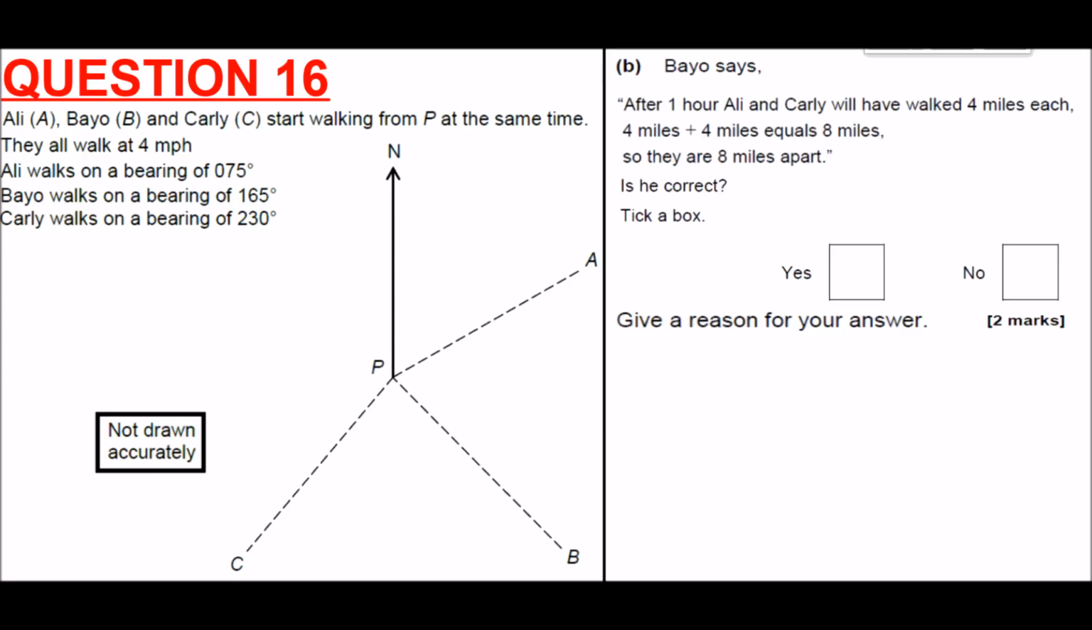Question 16. We've got a question now about bearings. And so we've got Ali, Bayo, or is it Bao perhaps, and Carly. Start walking from P at the same time.